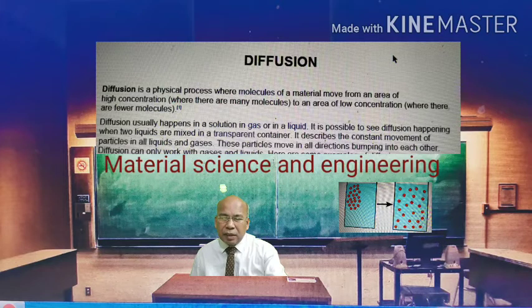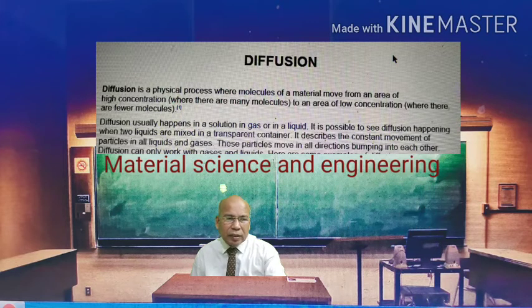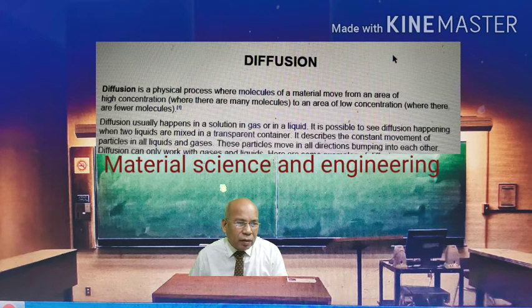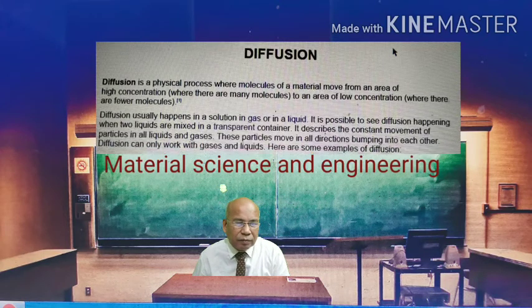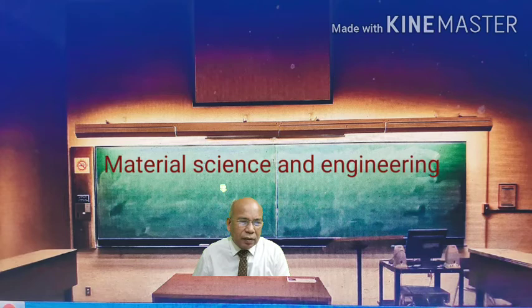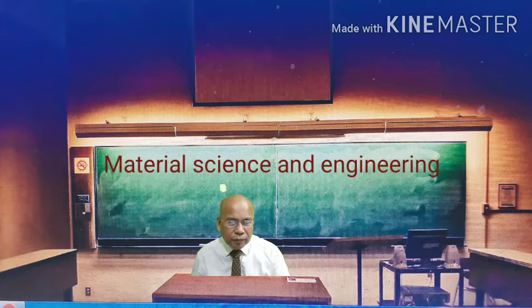And whenever diffusion takes place, you can see in the figure that large numbers of molecules are more concentrated at a particular place. Now they are moving. When they are moving, their concentration changes. The density of the molecule gathering is changed.